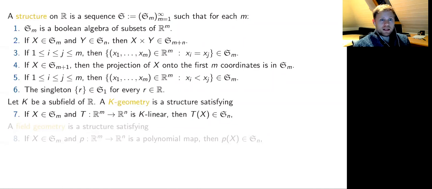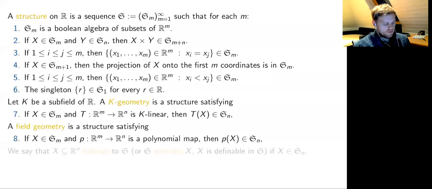And then I call something a field geometry, so that's really the field setting, if you're closed under polynomial maps. So if you have something S_m, and you have a polynomial map from R^m to R^n, then P of x, the image under this polynomial map, is also in S_n. So again, field geometry means you work over the field. K geometry means that you work essentially with a vector space, a K vector space.